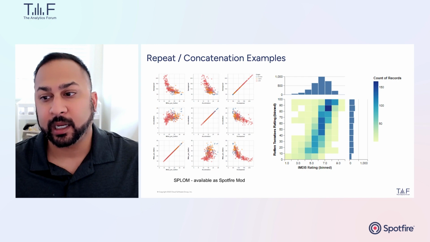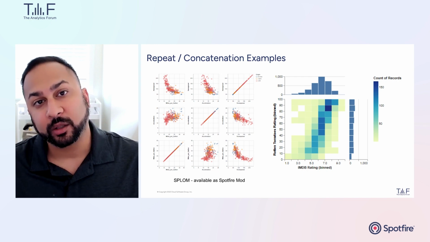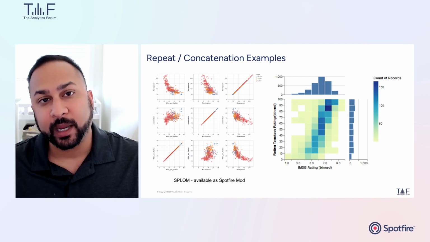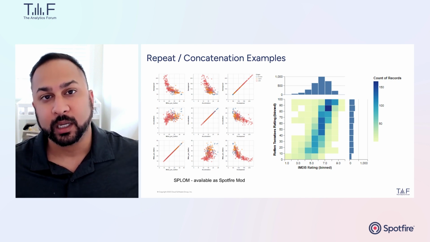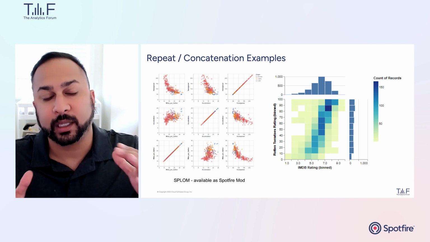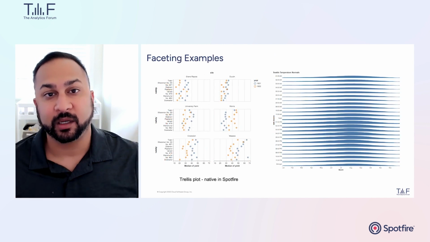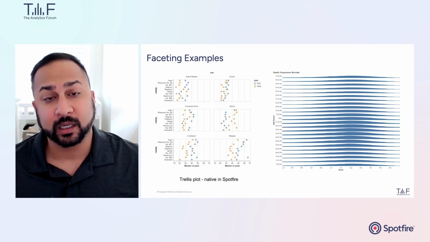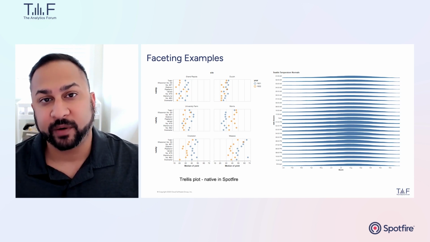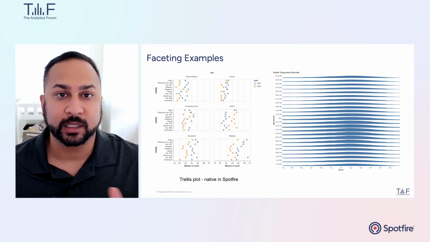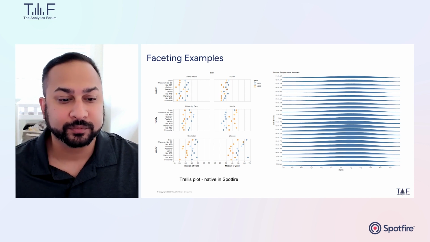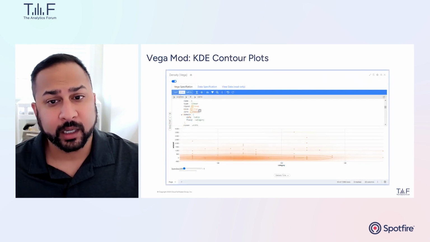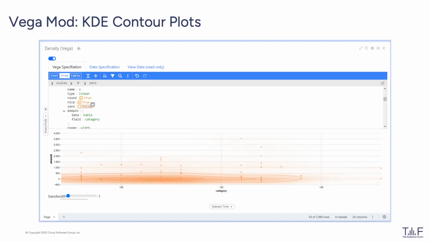And then there's a concatenation on the right where you see a binned heat map, and concatenated to that is a histogram. So this is taking multiple visualizations and gluing them together so the axes line up, giving you something unique. Now, faceting is the last part of the algebra, and faceting is like trellising. This is something Spotfire does natively, and this is taking a parameterized categorical value and parameterizing the data across each cell that way.